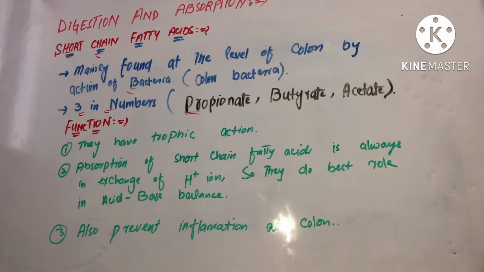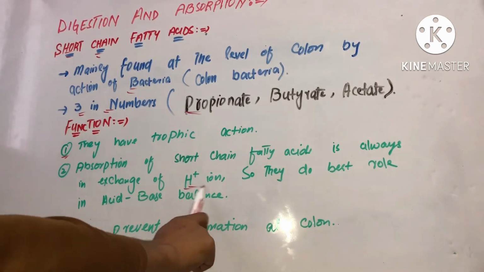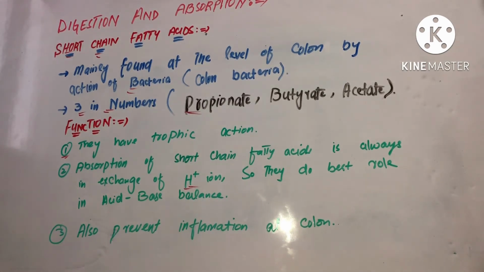What are the functions of the short chain fatty acids? Number one, they have a trophic action. They increase mucosal growth at the level of the colon. Number two, absorption of short chain fatty acids is always in exchange for hydrogen ion, so they play the best role in acid base balance at the colon level. Number three, they also prevent inflammation at the colon.